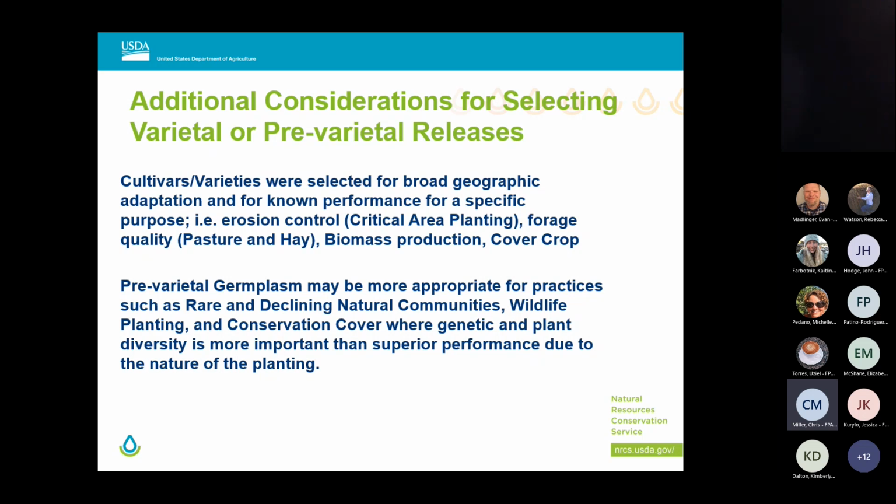The pre-varietal germplasm, those source identified, selected, and tested materials, may be more appropriate for some practices, for example, rare and declining natural communities, wildlife plantings, conservation cover, where you want to have genetic diversity, you want to have plant diversity, and you're not that concerned about superior performance from the standpoint of providing a lot of erosion control. You don't have to worry necessarily about the forage quality from a livestock standpoint, or you're not looking at biomass production. So that's where the pre-varietal material comes in handy.